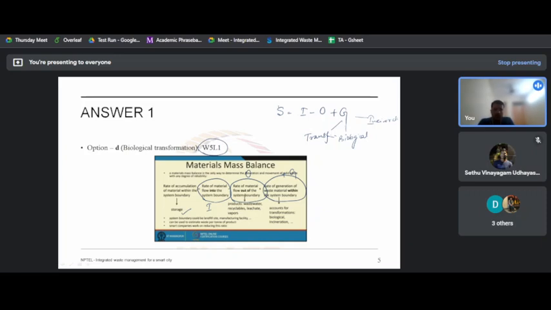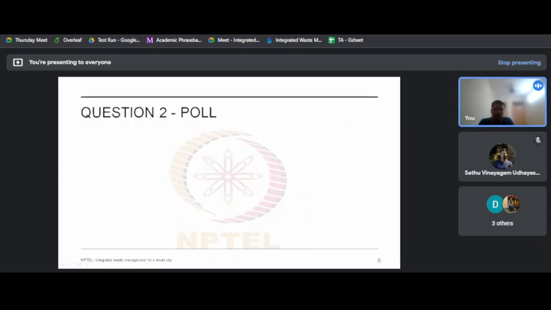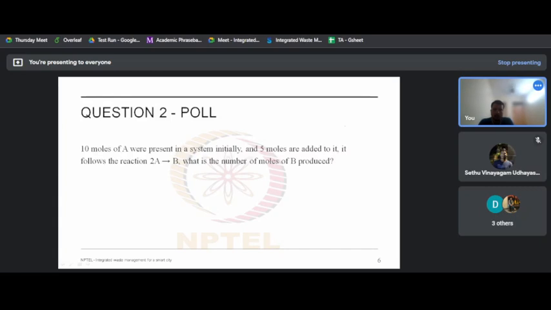Moving on to the second question now. So question 2 is a poll. 10 moles of A were present in a system initially and 5 moles are added to it. And the reaction is given as 2A turns to B. What is the number of moles of B that will be produced as a result of this reaction? Given options are 2.5, 7.5, 15 and 25. I'll drop a poll. You can answer it in the chat also.